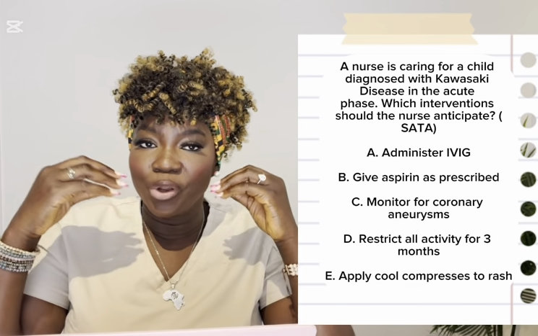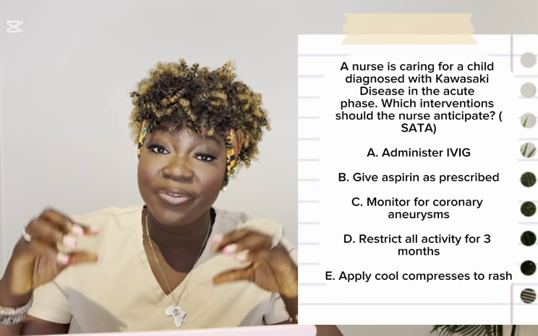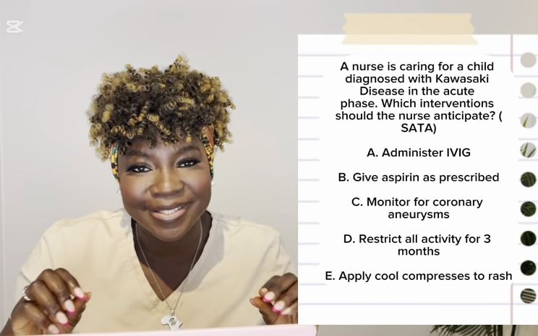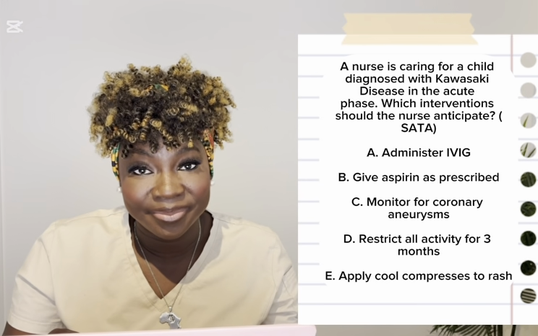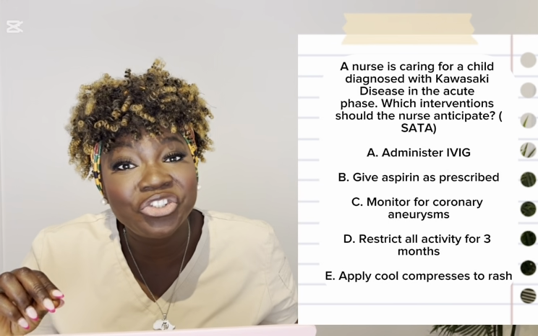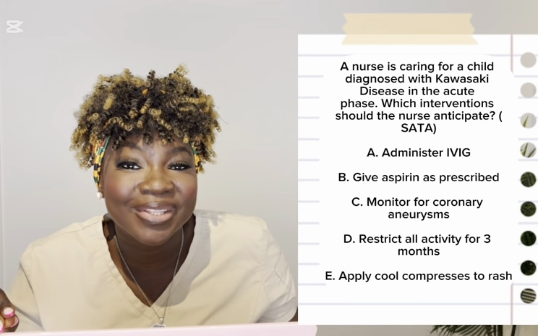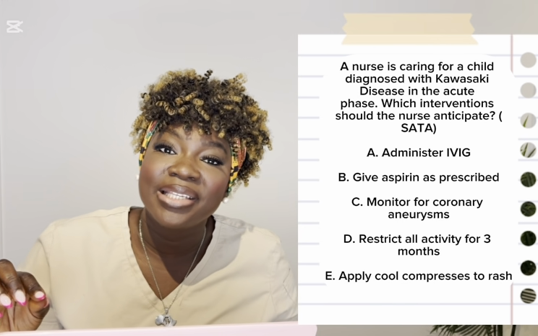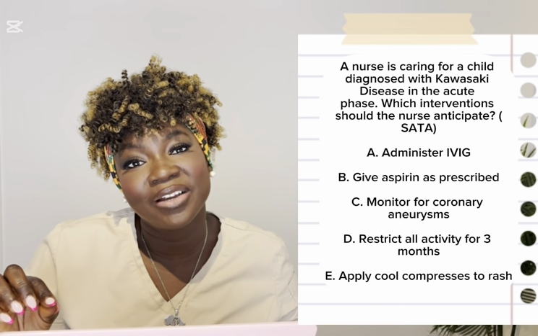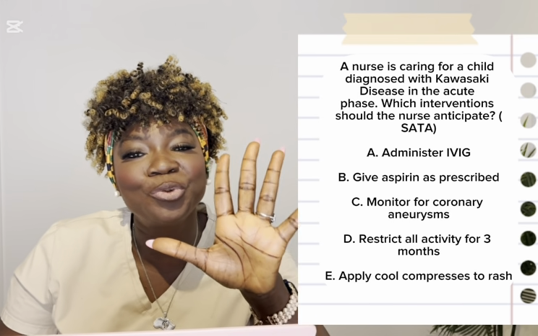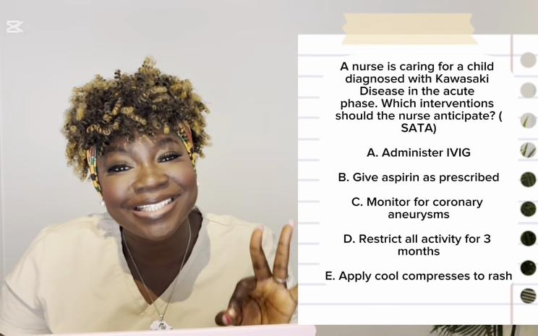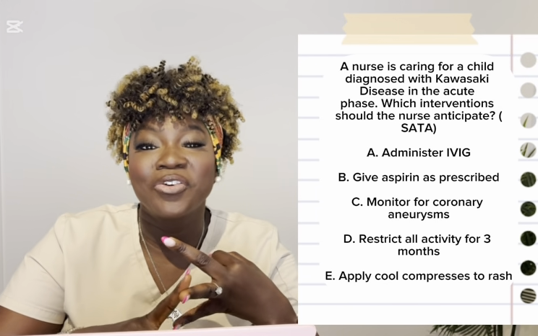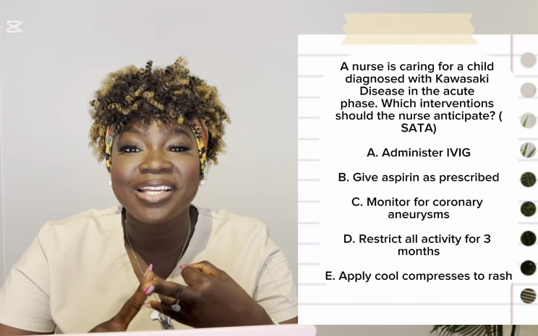Now because we do select all that apply together as true or false, before we go into it, let me explain what Kawasaki disease is. Kawasaki disease is systemic inflammation of the blood vessel, that is autoimmune vasculitis, that affects children under 5 years old. Okay, and I need you to know that Kawasaki disease is divided into 3 phases. We have the acute phase, the subacute phase, and the convalescent phase.